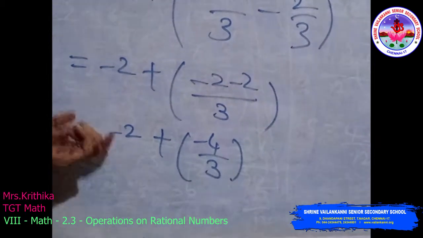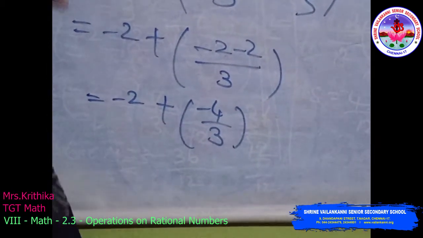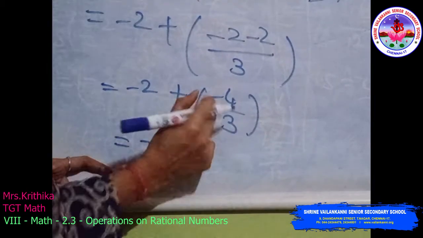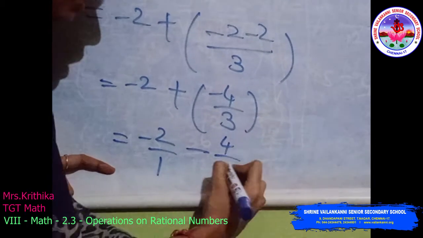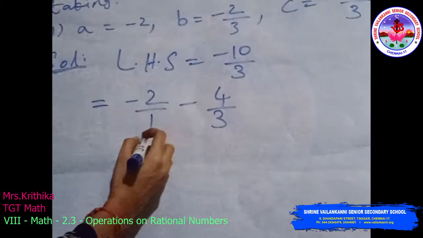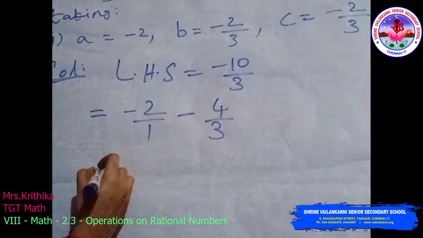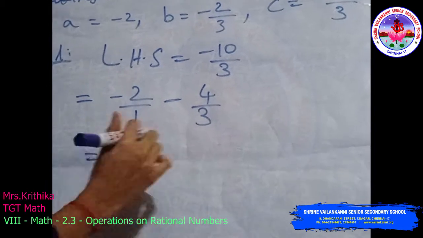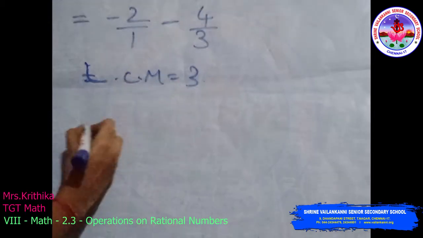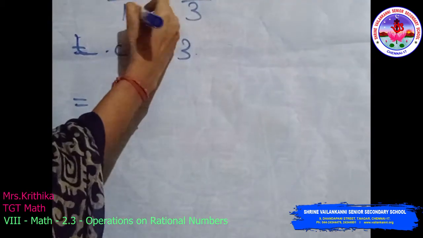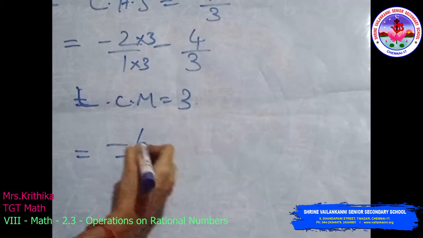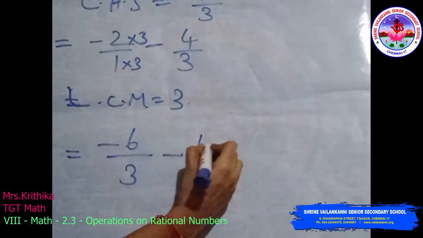Now change the integer to rational values. Negative 2 by 1 plus into minus, minus 4 by 3. Check denominator, denominator is different. Taking the LCM, LCM of 1, 3 is 3. The denominator is 3, so you can multiply 3 on numerator as well as denominator. Here the answer is negative 6 by 3 minus 4 by 3.